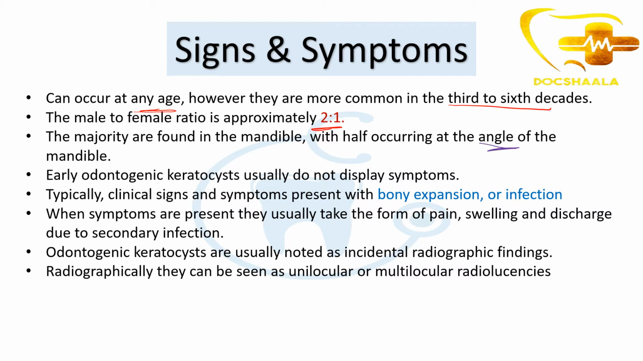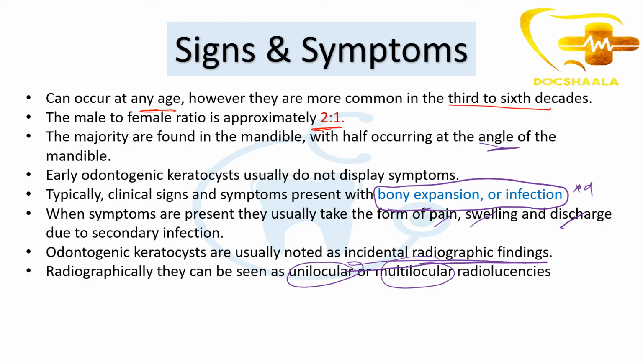Early odontogenic keratocysts do not display any symptoms. Typically, clinical signs and symptoms present with bony expansion or infection. When symptoms are present, they usually take the form of pain, swelling, and discharge due to secondary infections. Odontogenic keratocysts are usually noted as incidental radiographic findings. Radiographically, they can be seen as unilocular or multilocular radiolucencies.